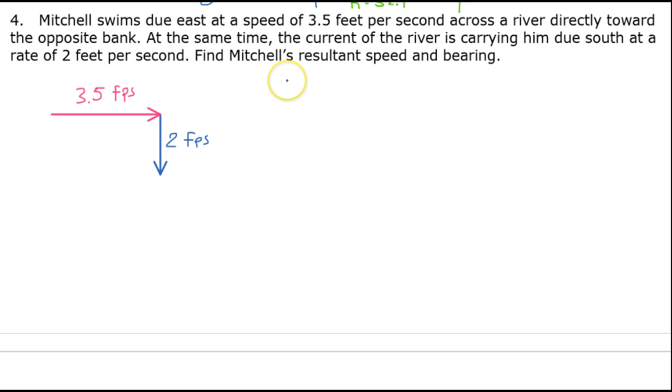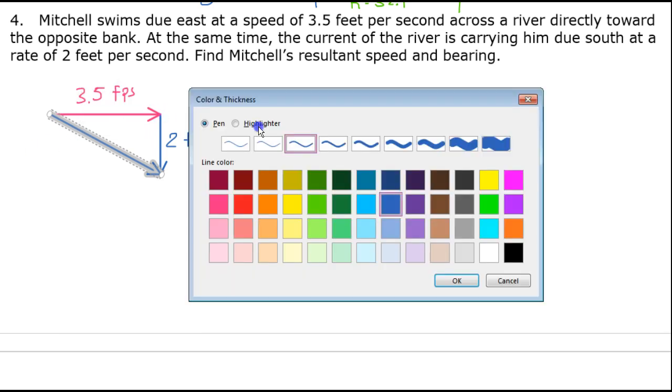Now, the actual speed and direction at which Mitchell will drift as he moves down and across the river is going to be the resultant of these two vectors. If we add these vectors graphically, we are going to have a resultant that goes from the initial point of the first vector to the terminal point of the second vector. I like to make my resultant vector green. So let's make that happen. This is going to be our resultant vector.